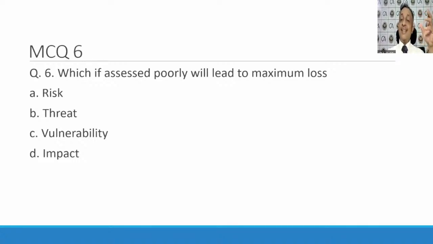So risk is the possibility of loss, so assessment of all possible losses. Threat is assessment of all possible threat agents. Vulnerability is assessment of all possible weaknesses. Impact is assessment of the impact that you are going to have.